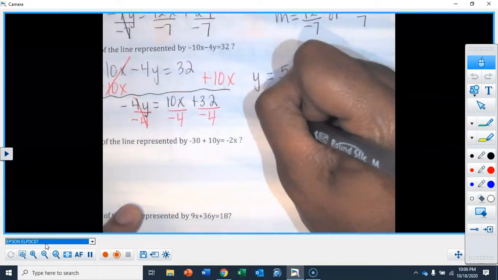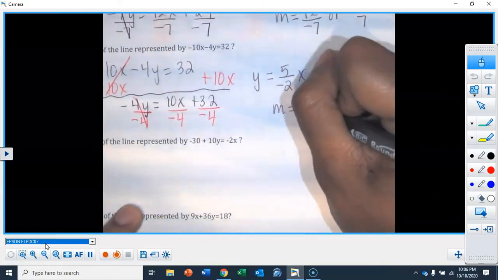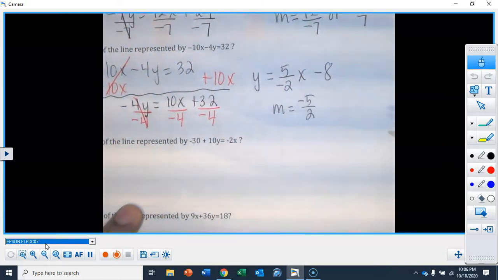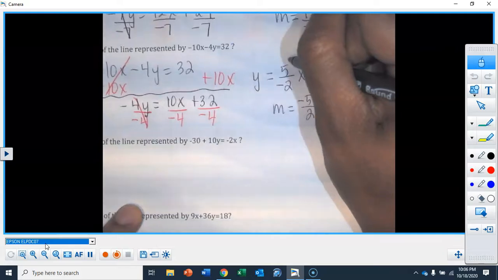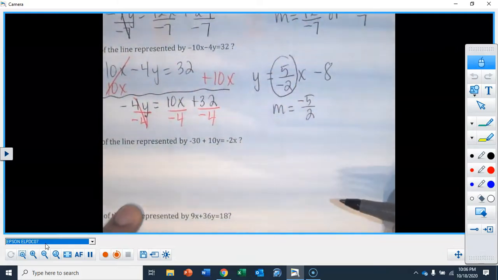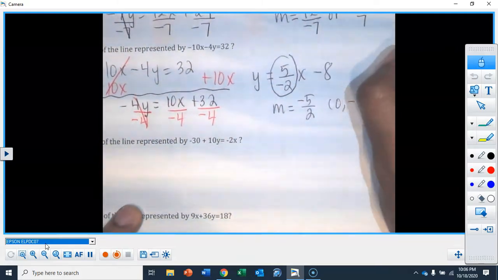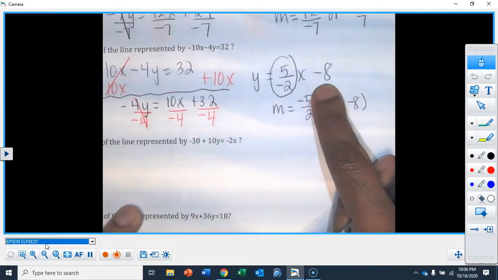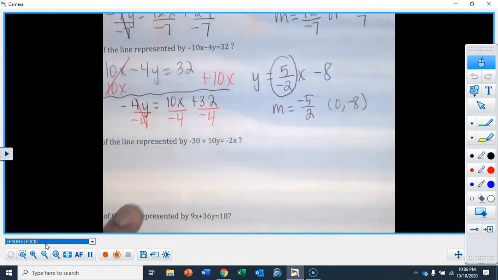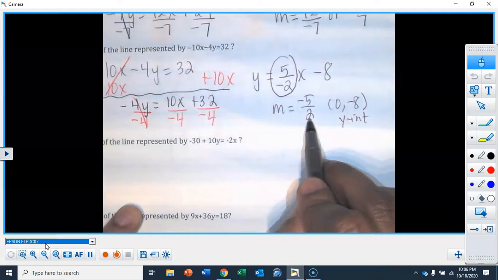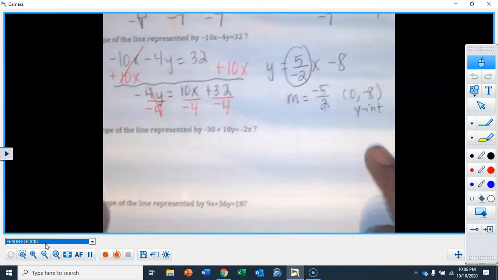So what's the answer? The slope is negative 5 over 2. You don't need the x, guys. You just want the number in front of x as your m. And then 0, negative 8. Make sure you keep the sign with that b term. This is the y-intercept. And there's your slope. Down 5, 2 to the right is the address.